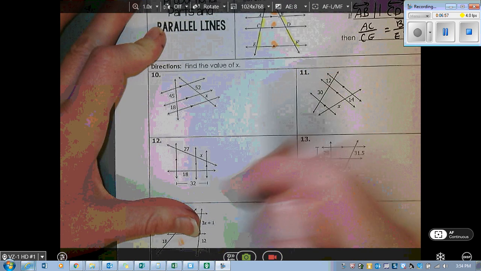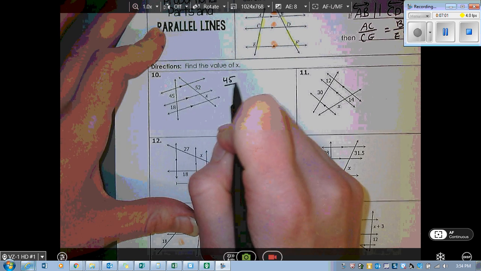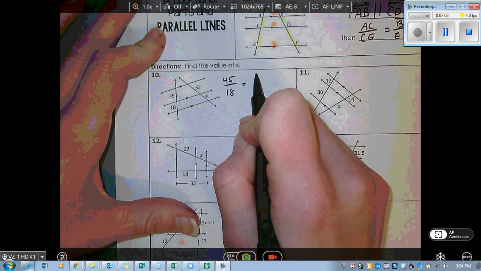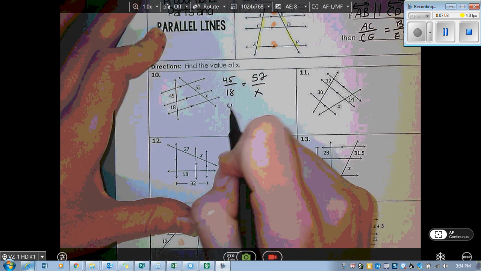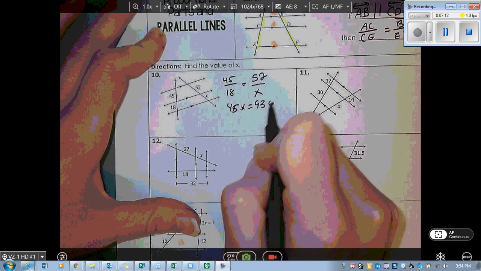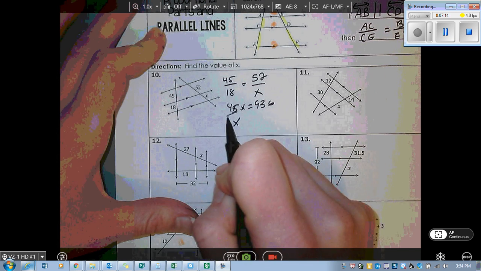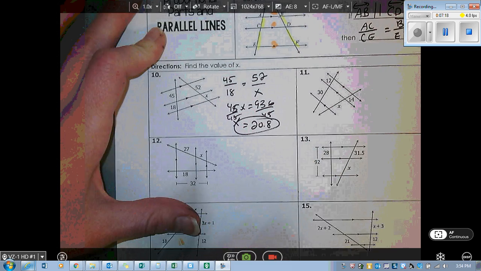So if we look at number 10, we notice that we have our 3 parallel lines. So I know that 45 to 18 is proportional to 52 to x, and then I can solve for x, and I'd get that x is equal to 20.8.